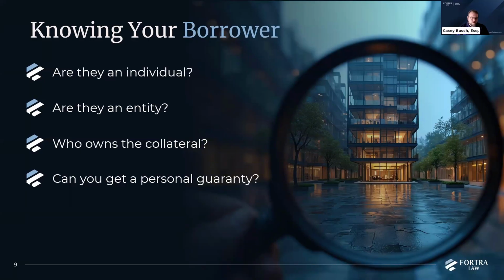Then you're going to want to look at who owns the collateral. For a purchase, this might not be that big of an issue. Your borrower is purchasing the property. The property is going to vest in their name. So who owns the collateral? Your borrower will own the collateral. But for a refinance, there's a possibility that maybe your borrower is getting permission from a third party to put a lien on their property. So your borrower doesn't own the collateral, but this third party does.